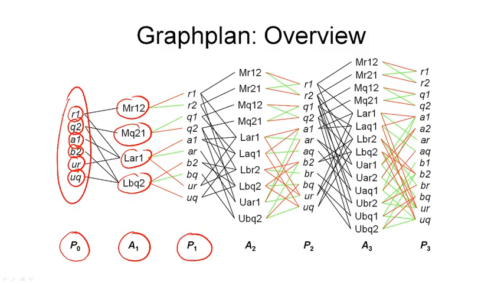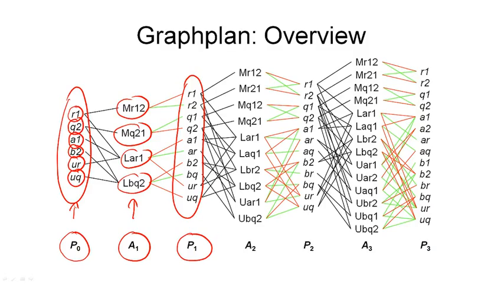And then in the proposition layer P1 that we're adding in this expansion step, we have all the effects that were asserted by the actions in the preceding action layer, plus all the propositions that were true already. So this is the proposition layer P1, consisting of all the positive effects of these actions and all those elements that were already in P0. The edges you see here simply represent the preconditions and effects of the actions.